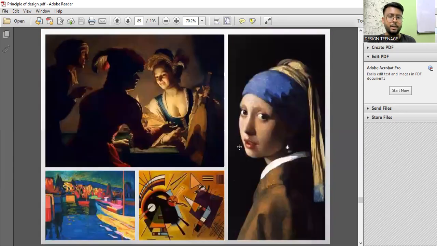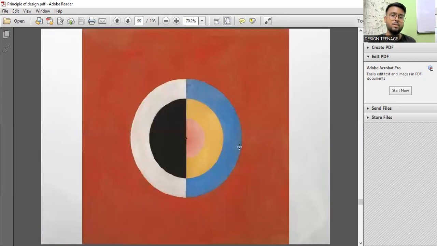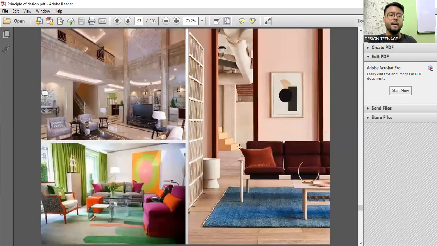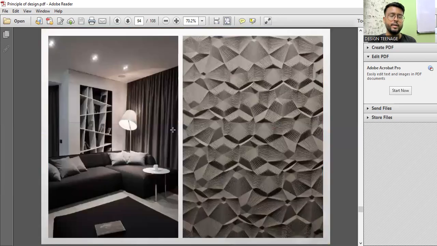Go through it. Have a look at these compositions. Try to know what these compositions are all about. Now we have gradient and all. We don't need to go through it at this point of time. I will just tell you about one important thing. What is texture? Any idea, any concept about texture? Yes or no?